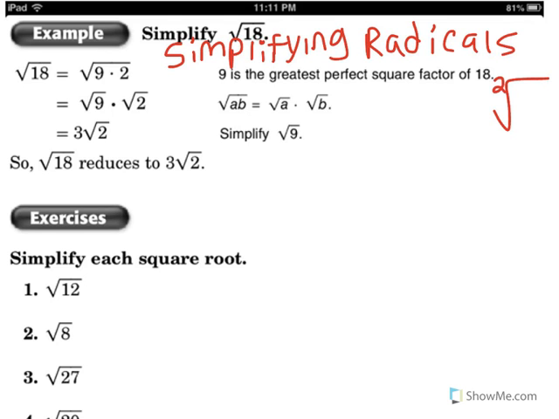It's understood to have a 2 right here, which tells us that it's the opposite, the inverse, the reverse order of squaring something, raising something to the second power. So we're going to focus on square roots. We're also just going to focus on square roots of numbers.